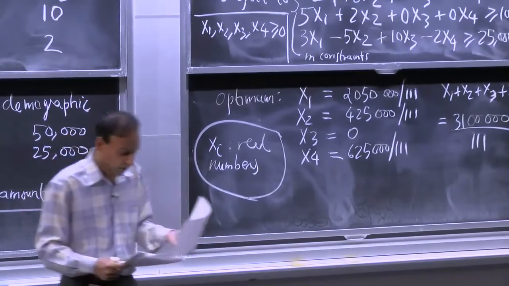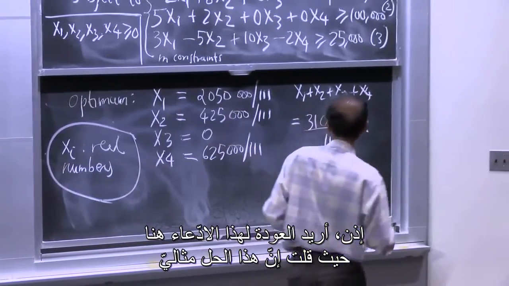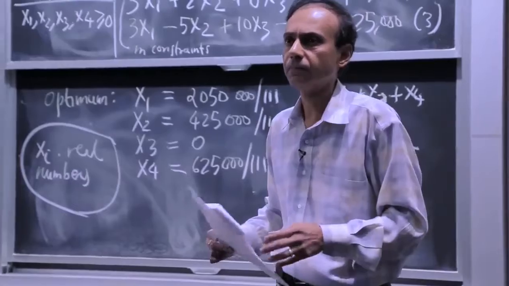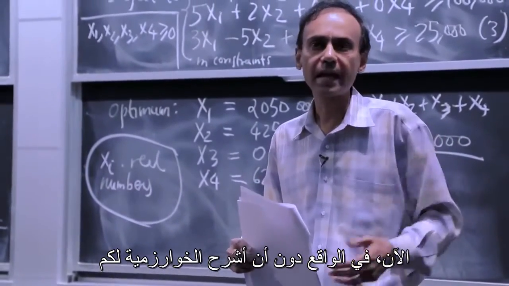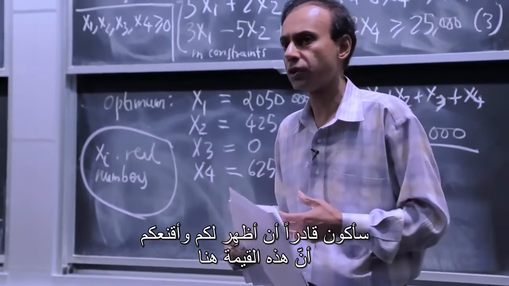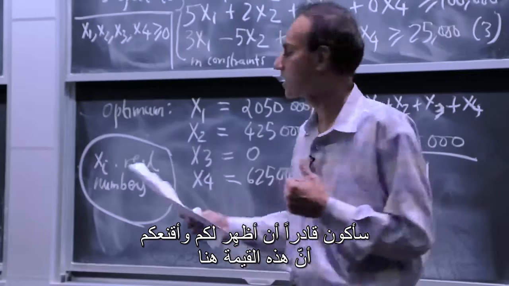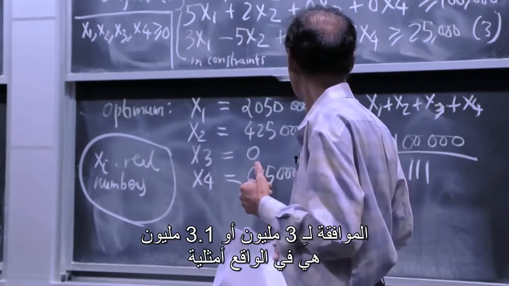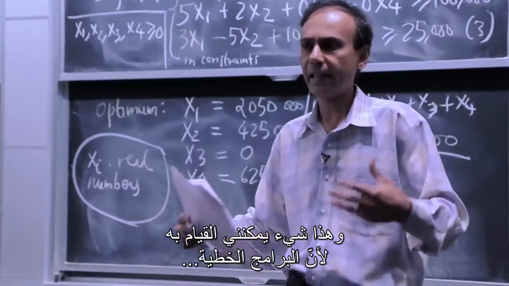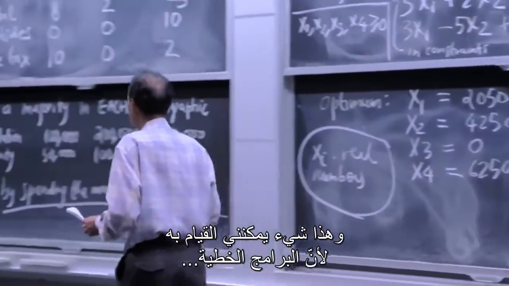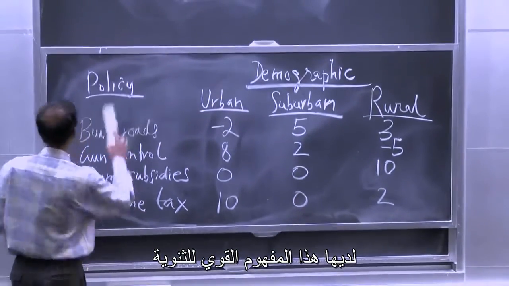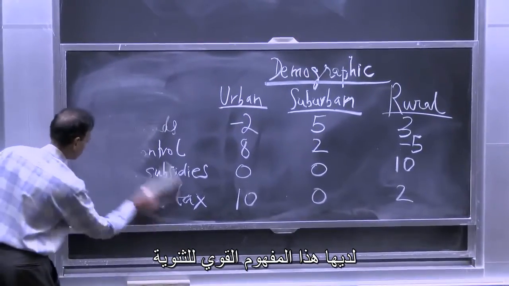Okay. So I want to go back to this claim here, where I said this was optimal. Now, without actually describing an algorithm to you, I'm going to be able to convince you that this value here, whether it is 3 million or 3.1 million, is in fact optimum. And this is something I can do because linear programming has this powerful notion of duality.